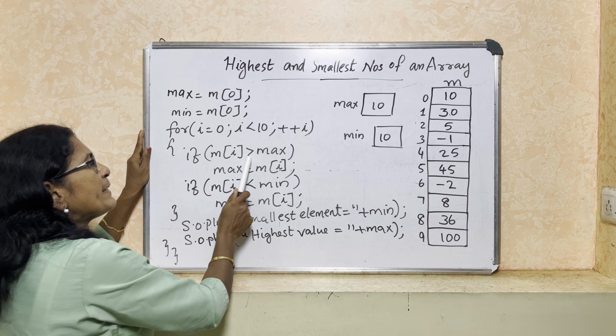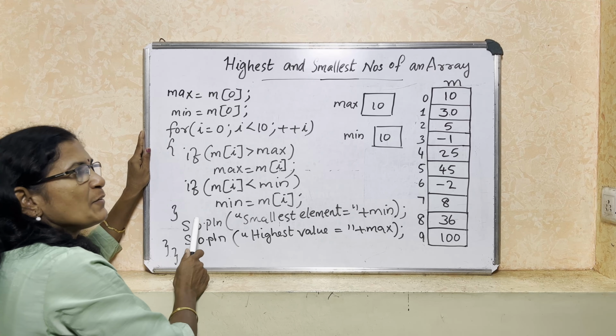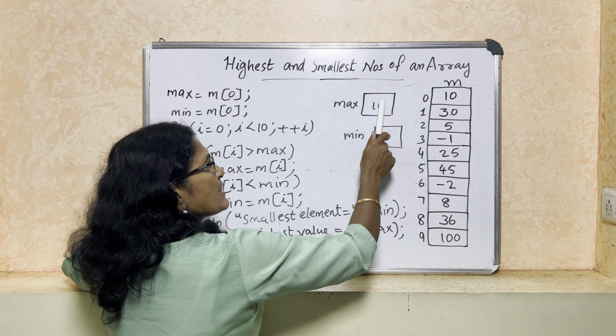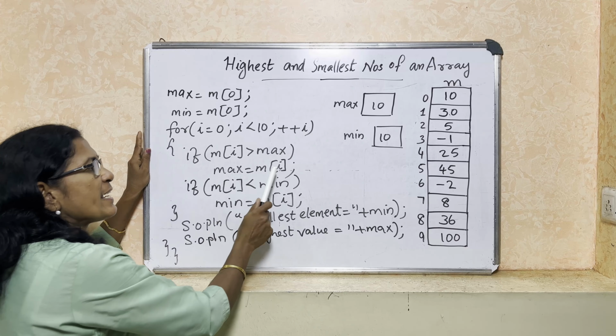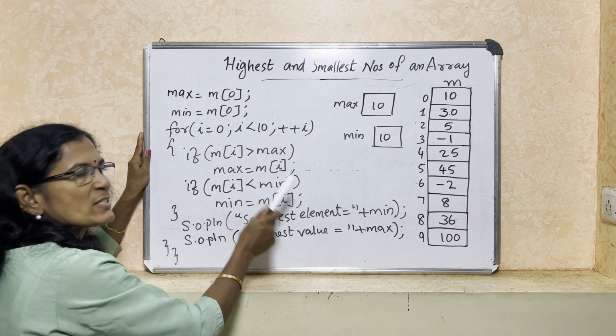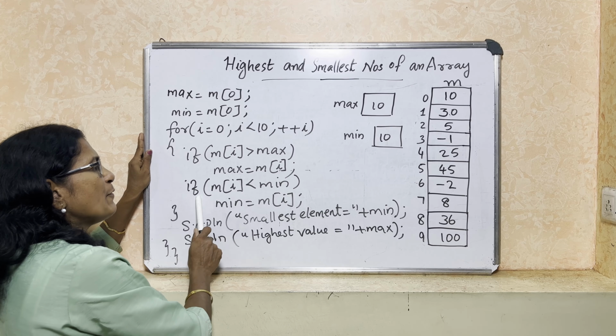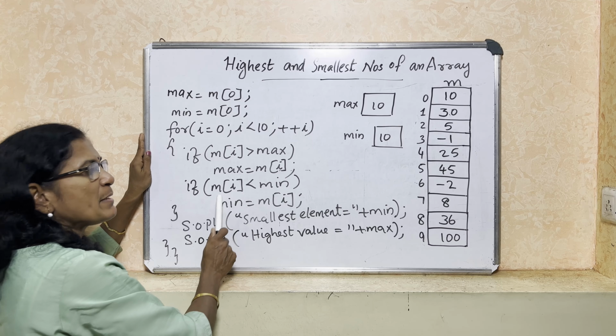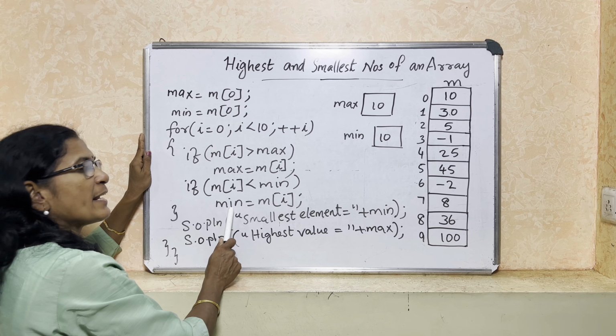If M of I greater than the value in max, if an element in the array is greater than the value in max, assign that value to max. Whenever you find an element in the array which is smaller than the value in min, if M of I less than the value in min, assign the value of the array to min.